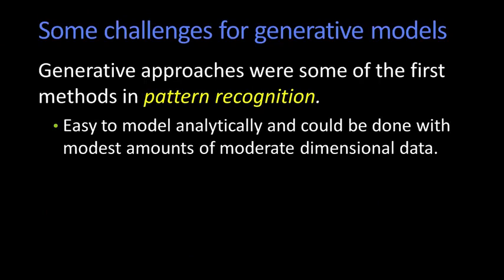And one of the reasons was it was very easy to model this analytically, because you'd use things like Gaussians or whatever, or mixtures of Gaussians. And you could do this with modest amounts of data in a smallish, moderate number of dimensions. And because a lot of this was done before we had serious computers or before we had serious data, this was really important.